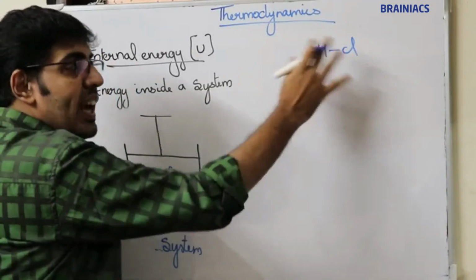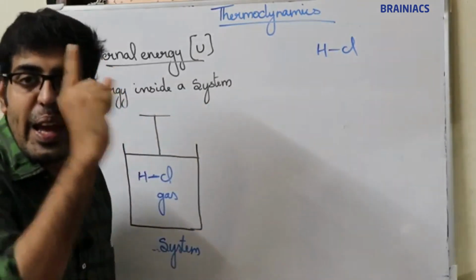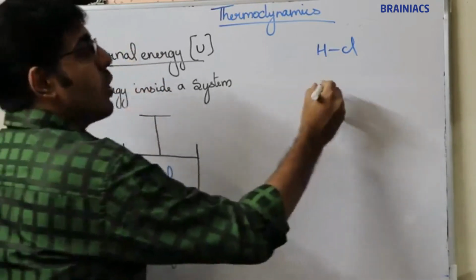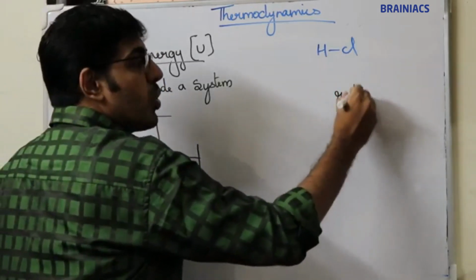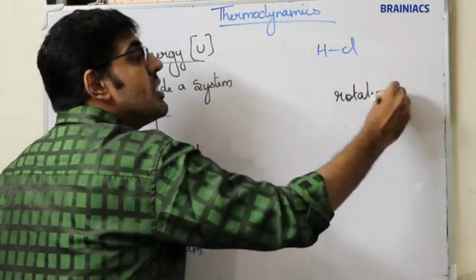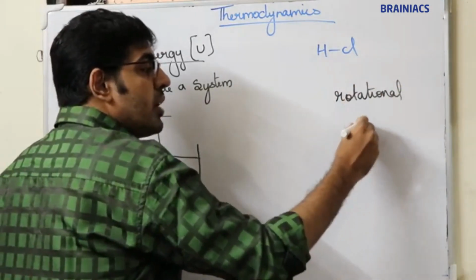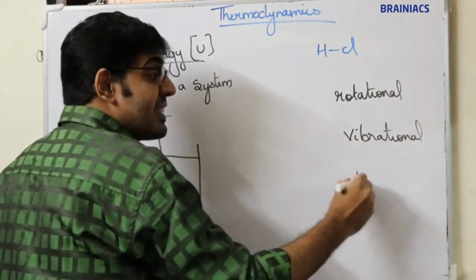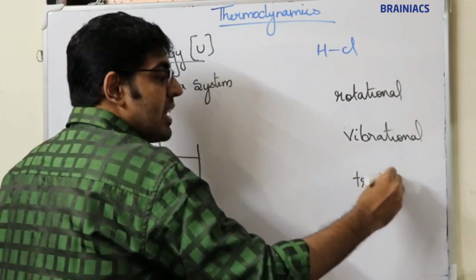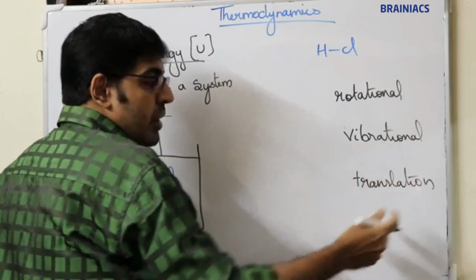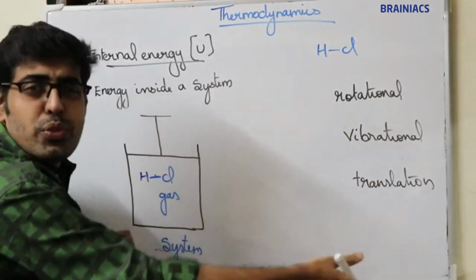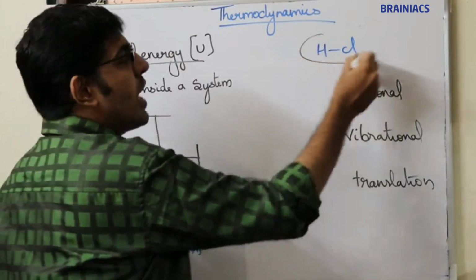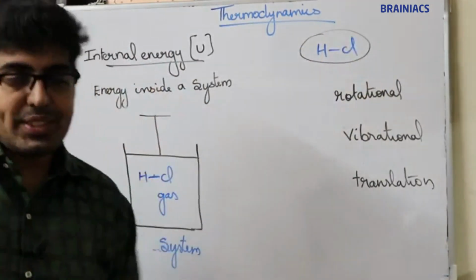a single HCl gas molecule can show different types of motions. First one is rotational motion. Second one is vibrational motion. Third one is translational motion. Fourth one kinetic motion. Fifth one electronic motion. So a single HCl molecule can show different types of movements.